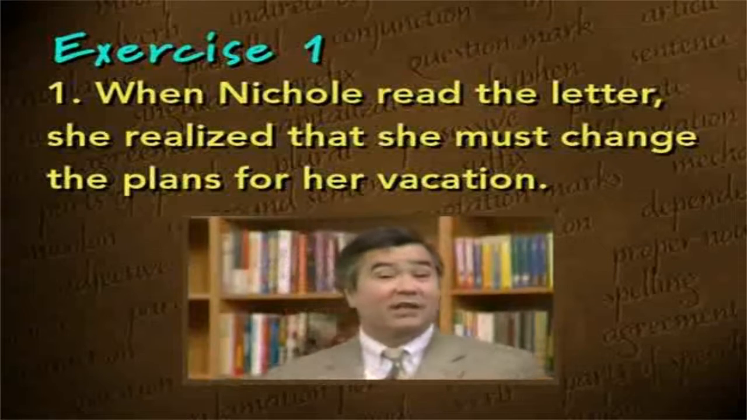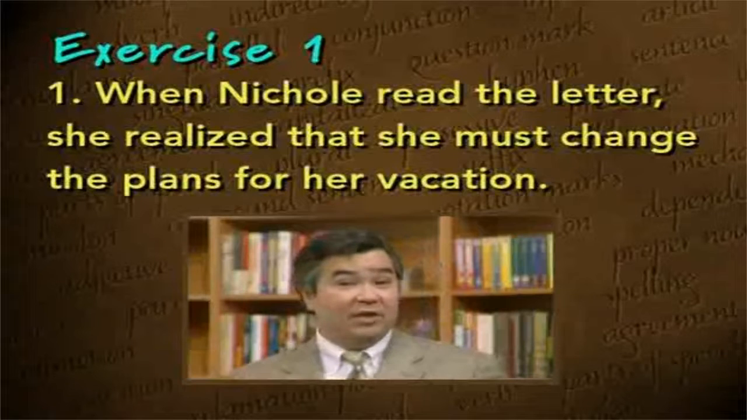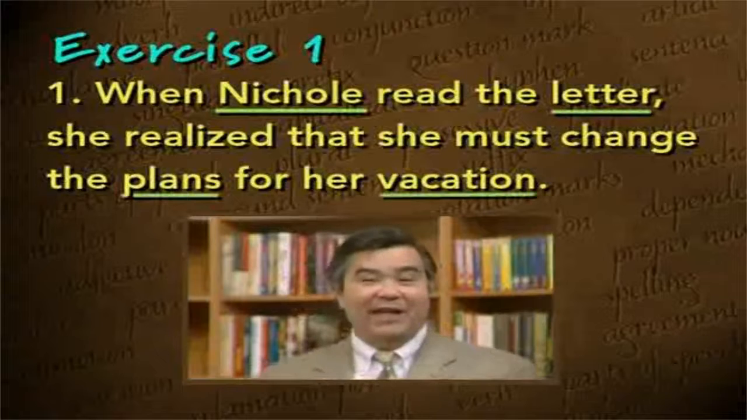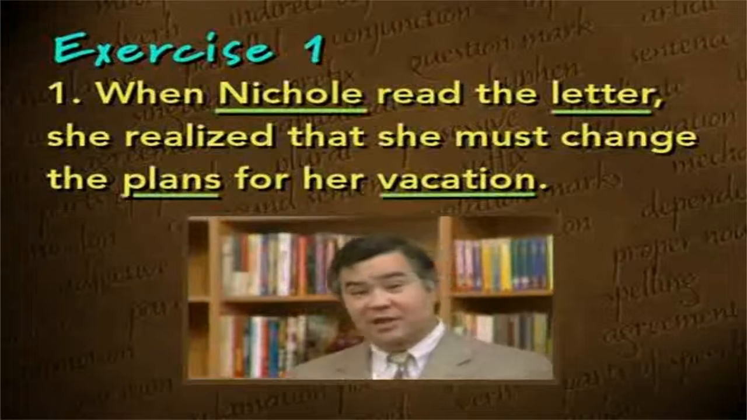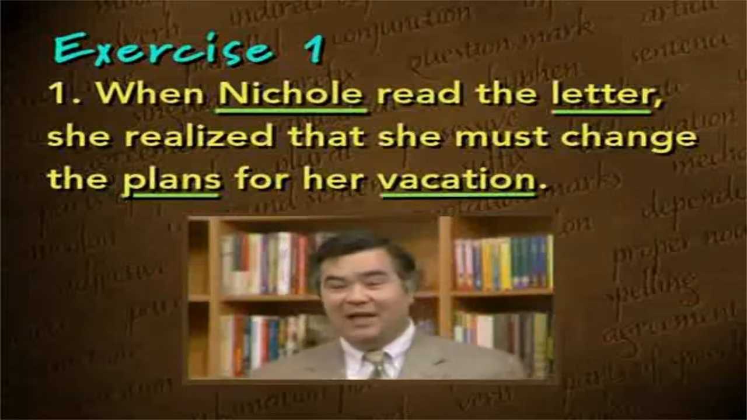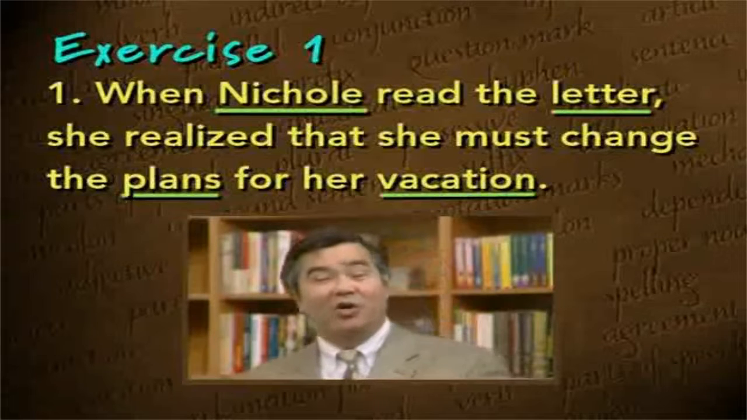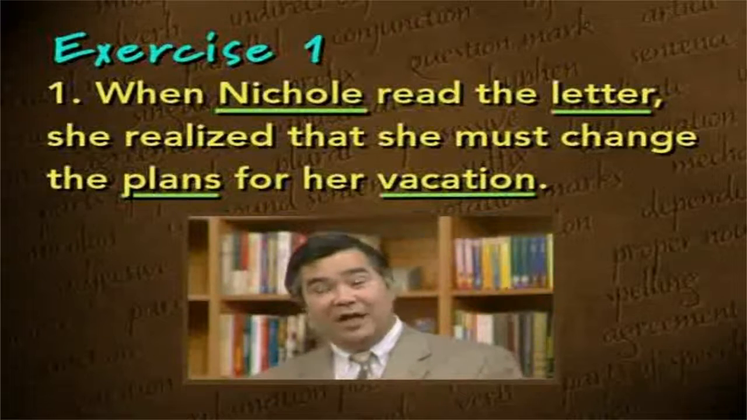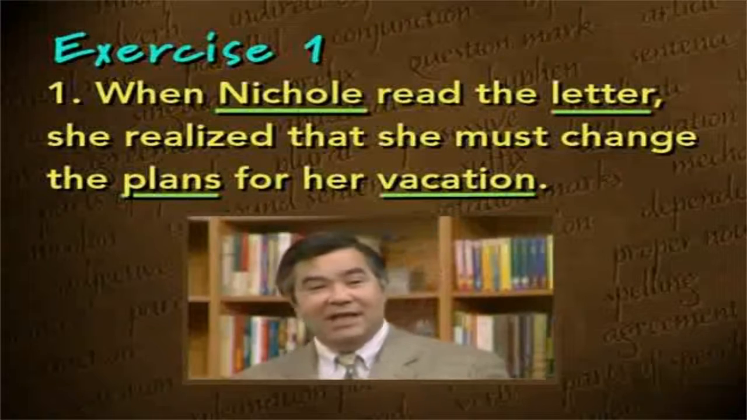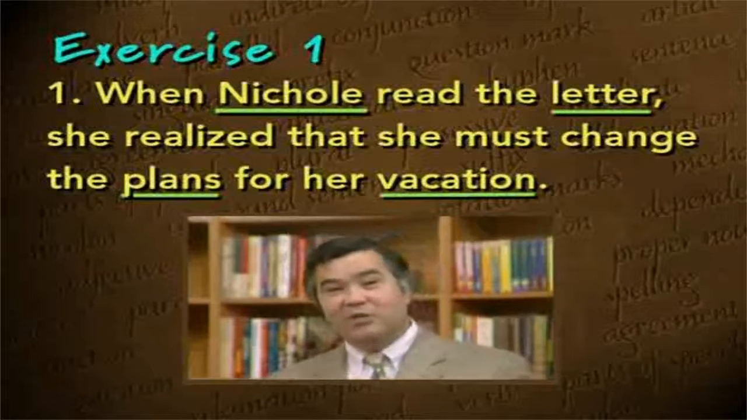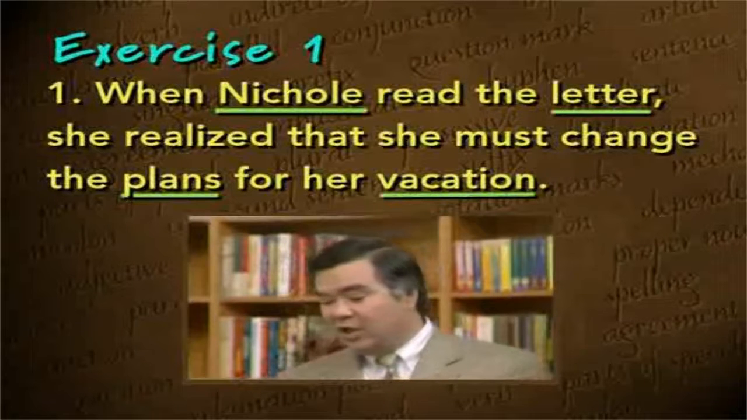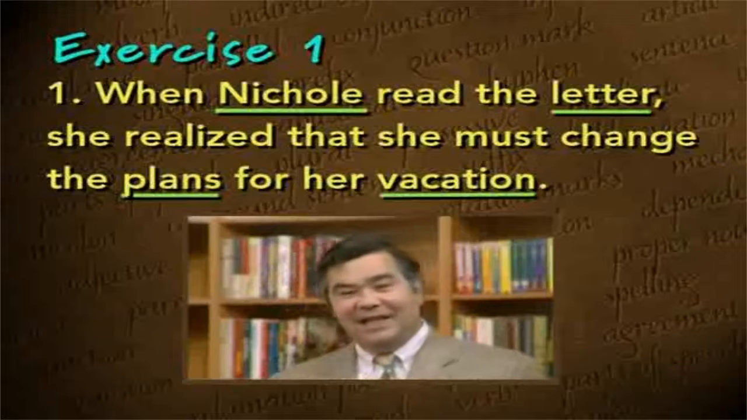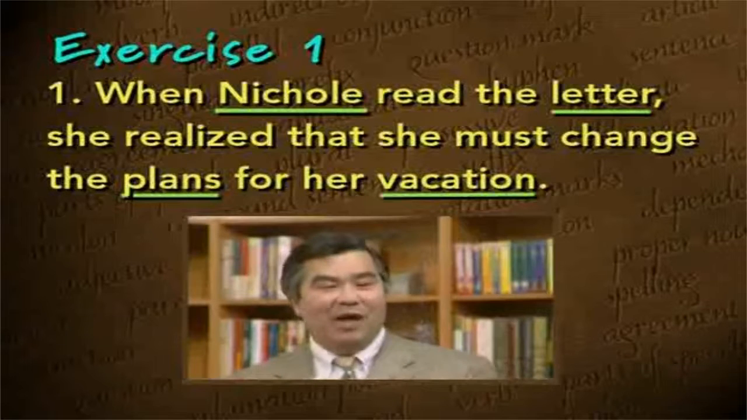This sentence actually contains 4 different nouns. The nouns are Nicole, letter, plans, and vacation. One of these nouns is a proper noun. That's why it begins with a capital letter, and that's the noun Nicole. It's a proper noun because it names a specific individual. All the other nouns in this sentence are common nouns. They name categories of things, and that's why they don't have to begin with capital letters. Notice that plans, the third noun given in this sentence, is a plural noun. It refers to more than one plan.